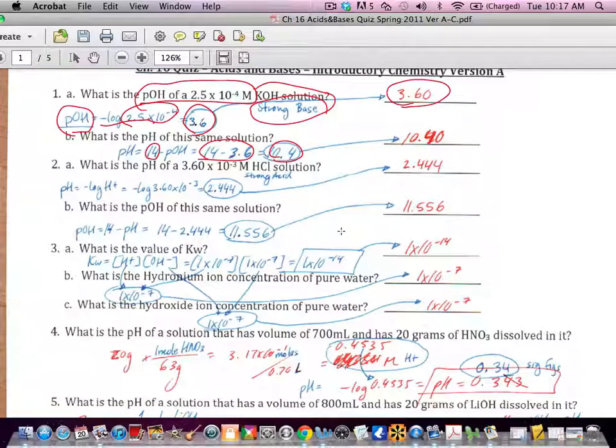Go on to number 2. What is the pH of a 3.6 times 10 to the negative 3 molar HCl solution? This is a strong acid. You will learn your strong acids and bases by looking at the notes. If you see an OH, it's a strong base.